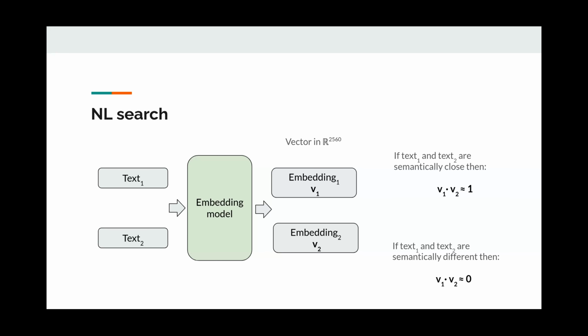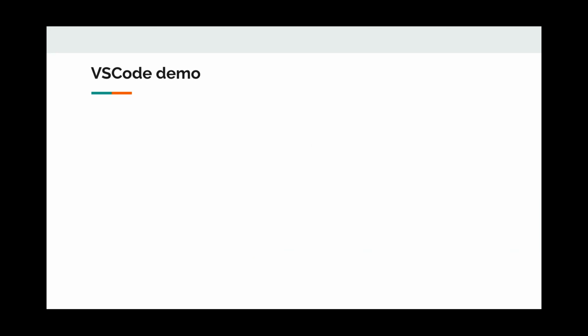And based on this model, what we can do to develop a natural language search is pre-compute all the docstrings, and then at runtime, compute the embedding of the query of the user and use an approximate nearest neighbors algorithm to find the closest docstrings. So this way, we're able to develop such a tool.